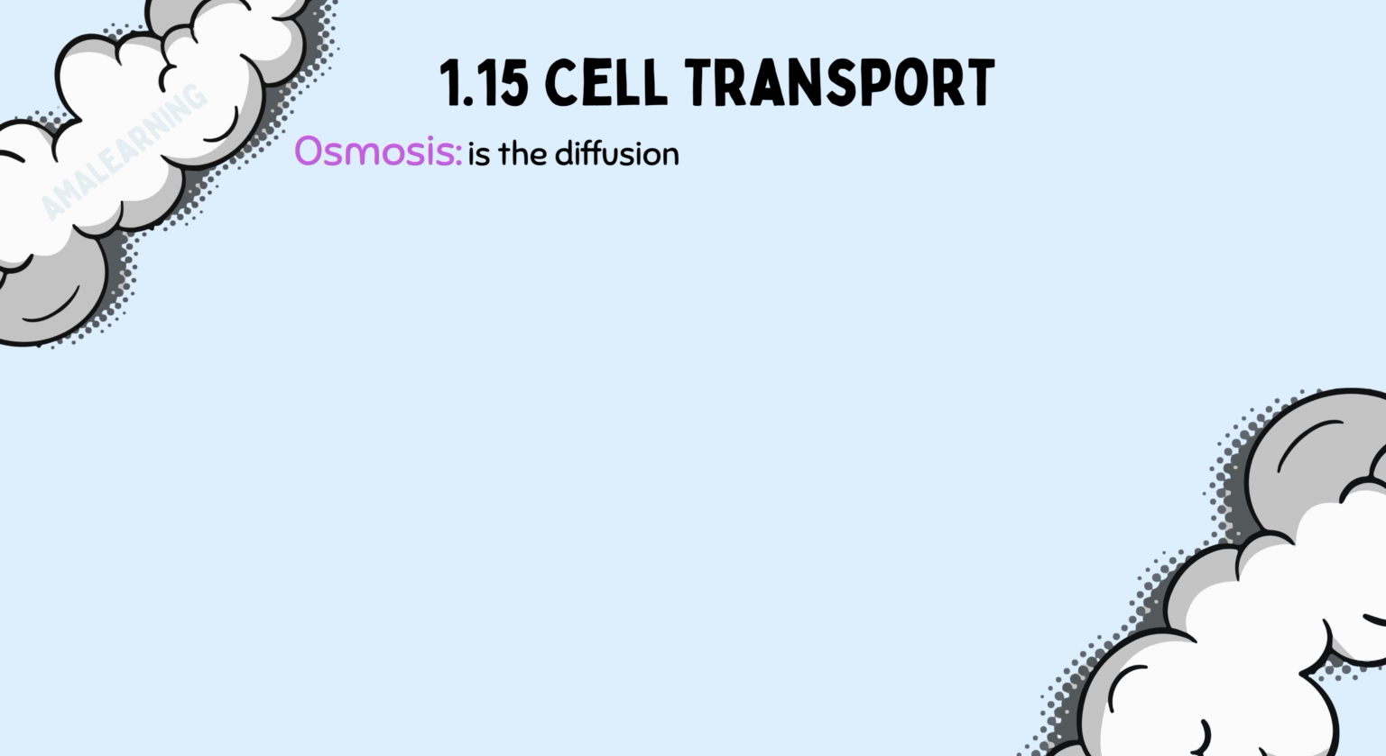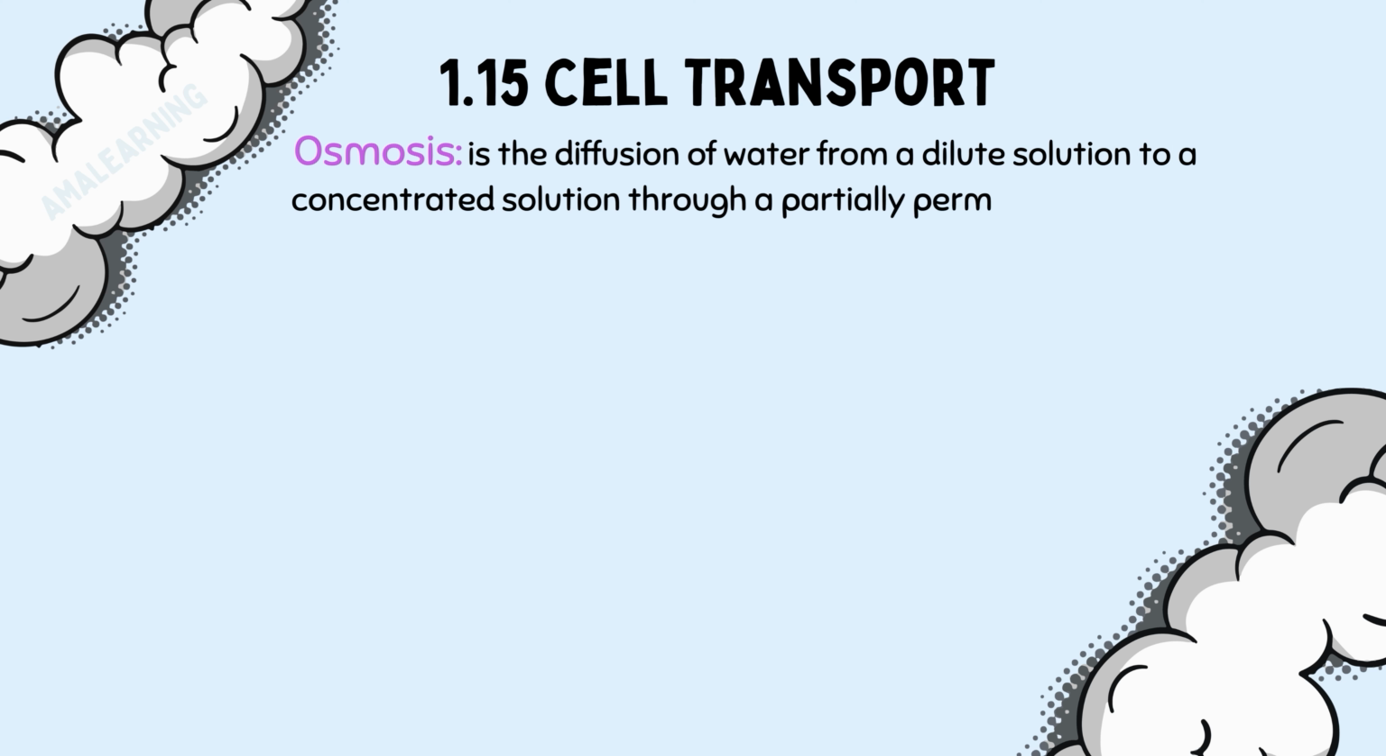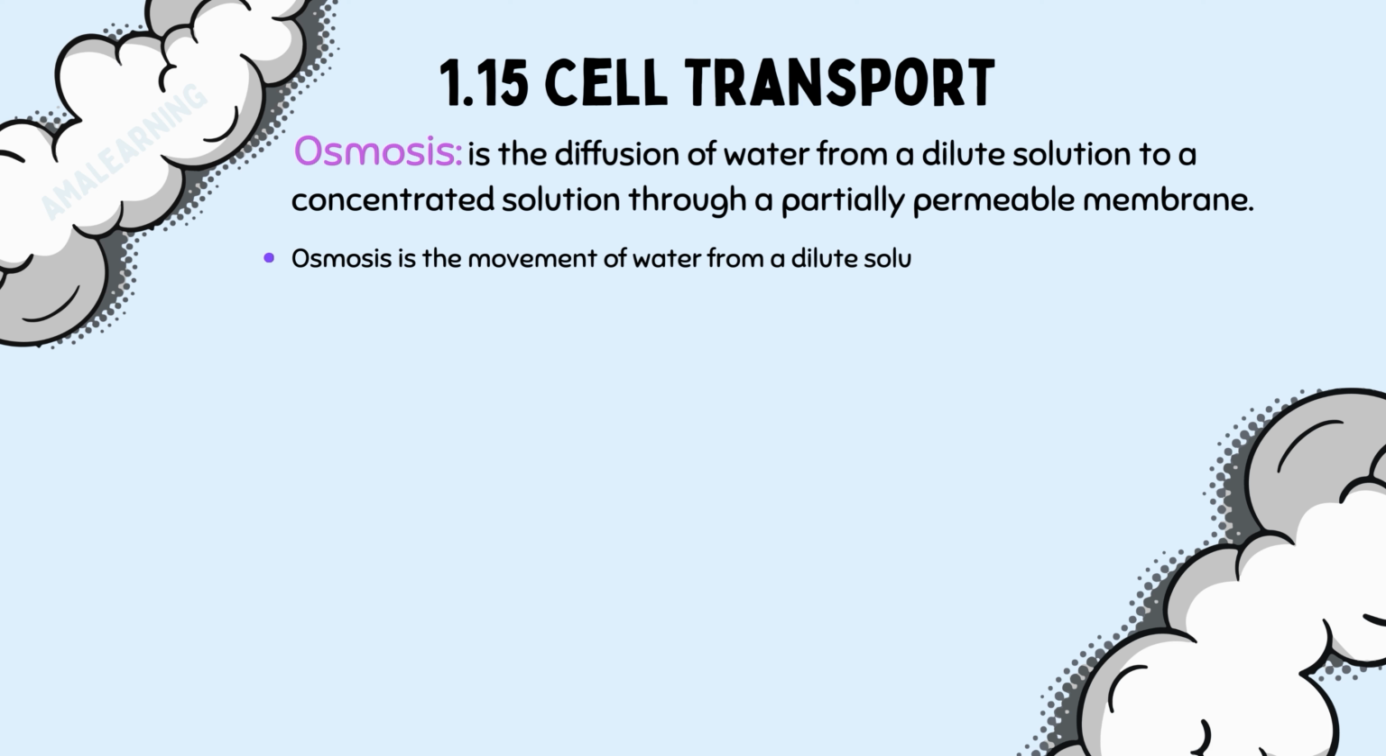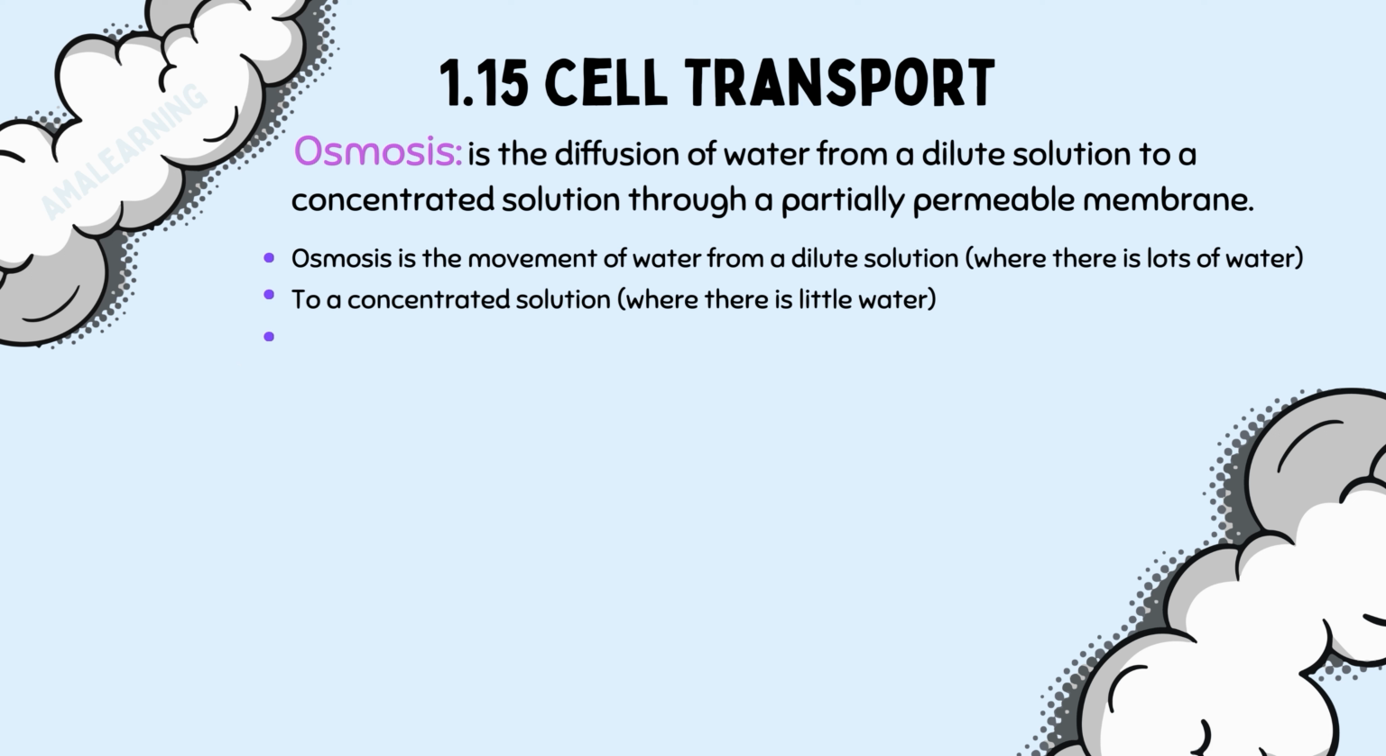Osmosis is the diffusion of water from a dilute solution to a concentrated solution through a partially permeable membrane. In an exam question, you will need to mention the following points to get the marks. Osmosis is the movement of water from a dilute solution where there is lots of water to a concentrated solution where there is little water through a partially permeable membrane.